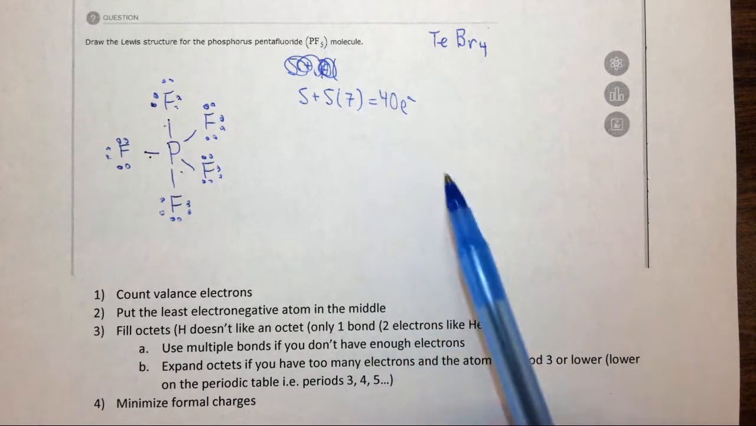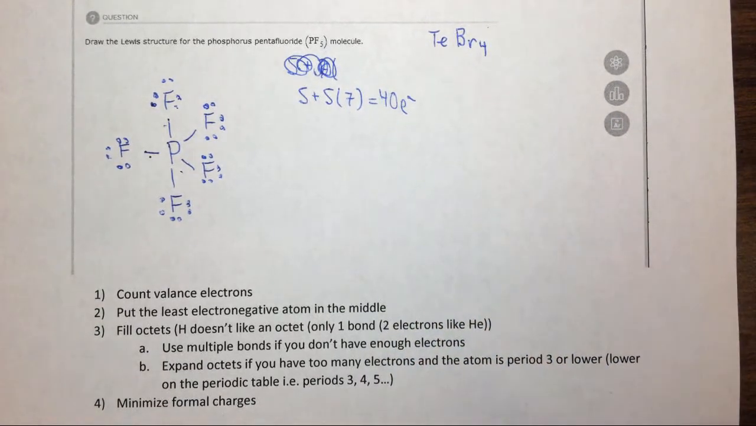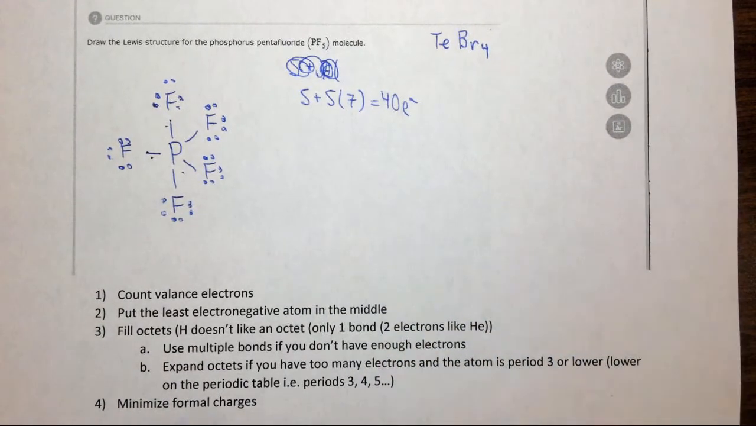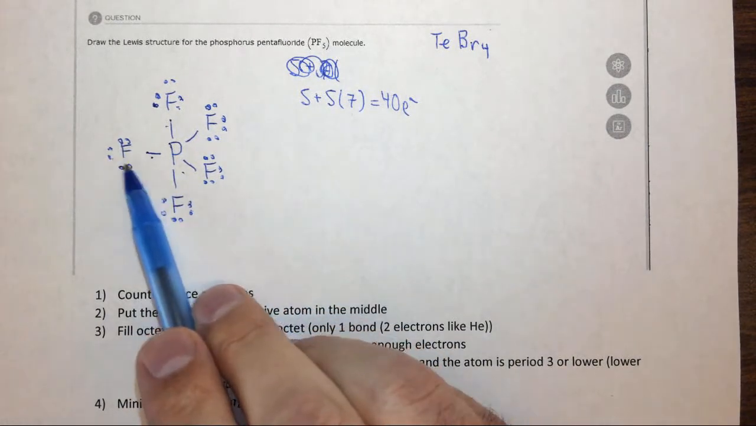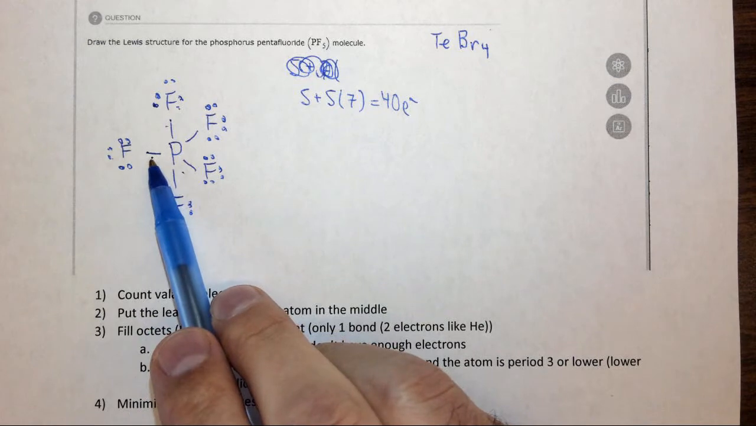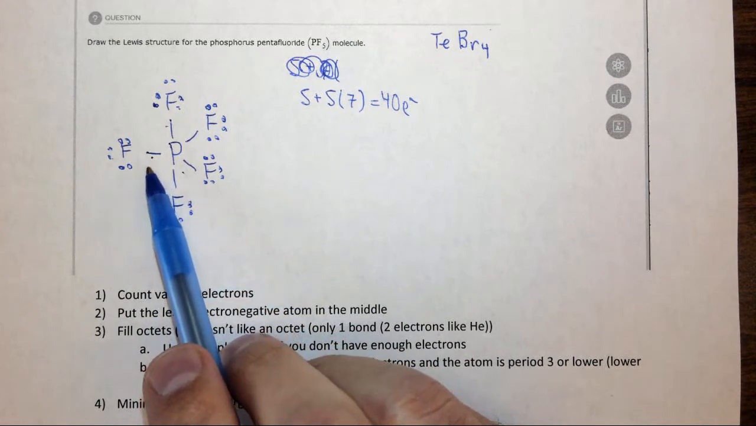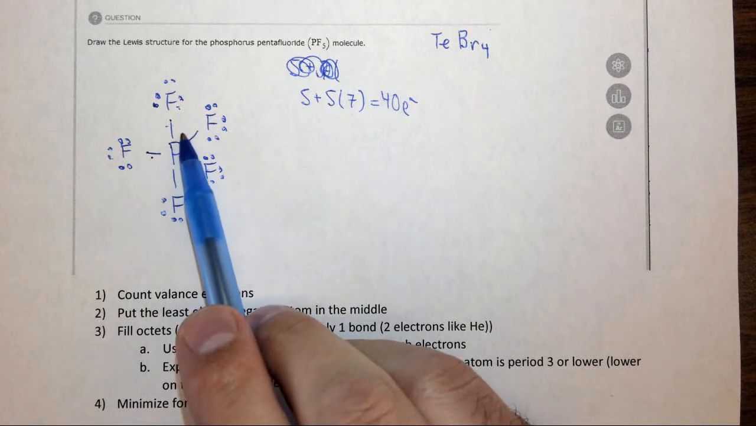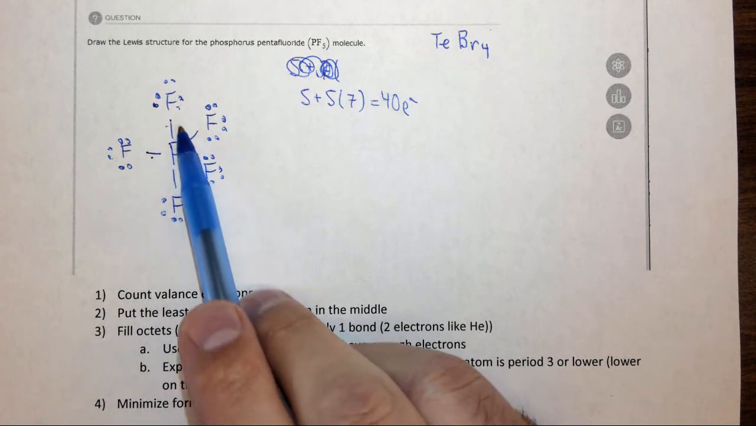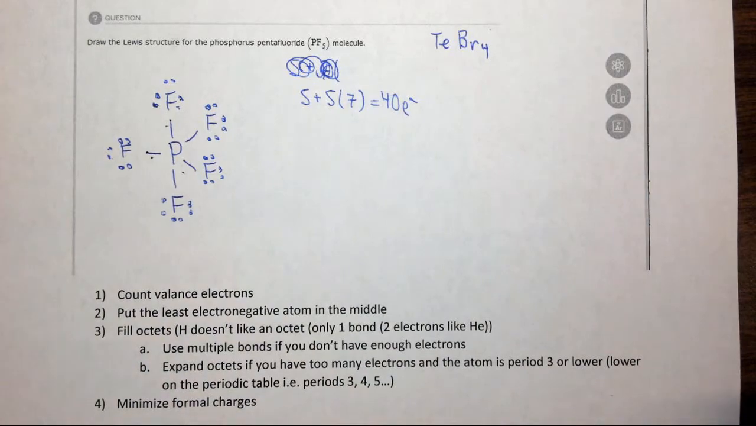As I've said in previous videos, one of the great things about Lewis structures is we can check our answers. And we check our answers through minimizing formal charges. So we've filled the octet on each fluorine. So each fluorine has a full octet. Now, what we need to do is check the formal charges. And again, we already talked about phosphorus having an expanded octet.